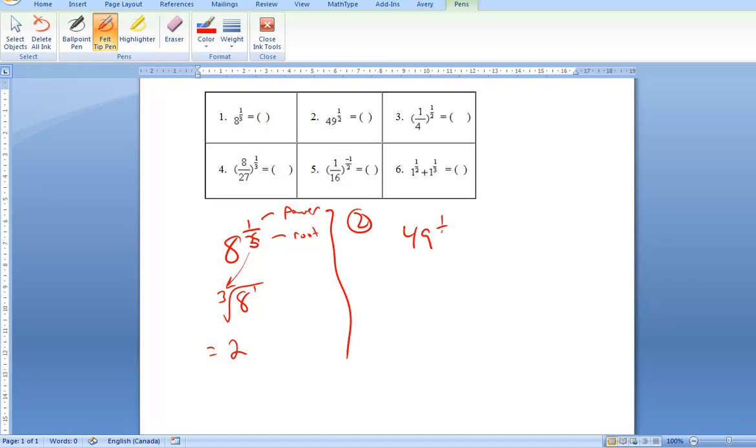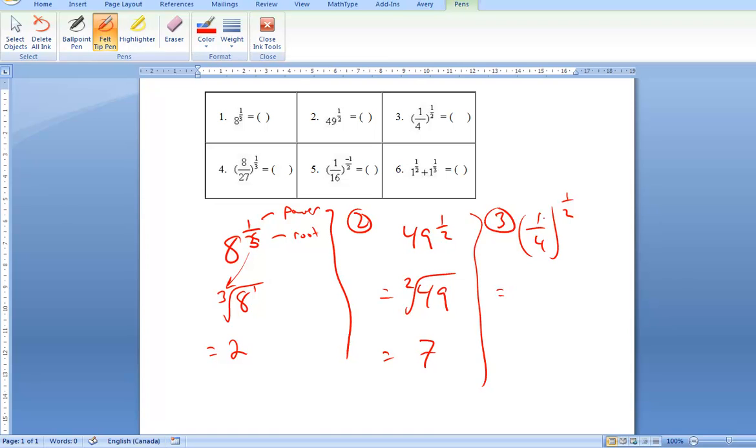49 to the 1/2 is like 49 to the 1, where people get so lazy we're going to leave the 1 off, and then we're going to take the square root of that. And I think you know the square root of 49 is 7, because 7 times 7 is 49. Number 3, this one gets a little trickier now. We got a 1/4 to the 1/2, all right?